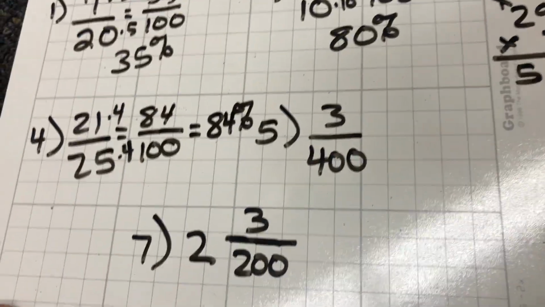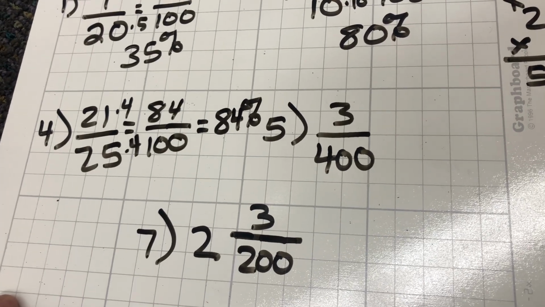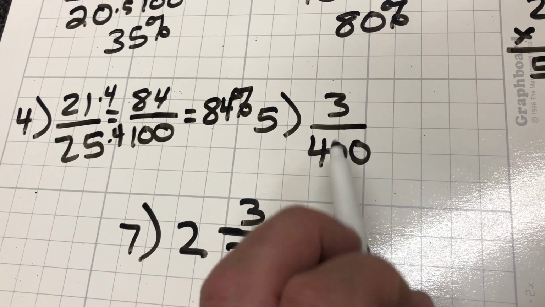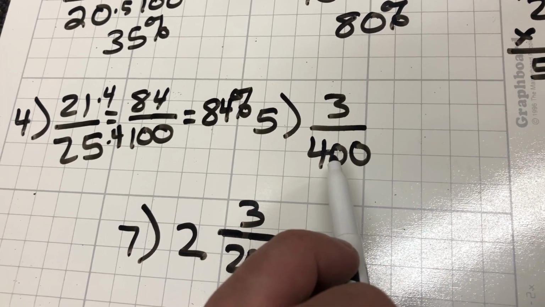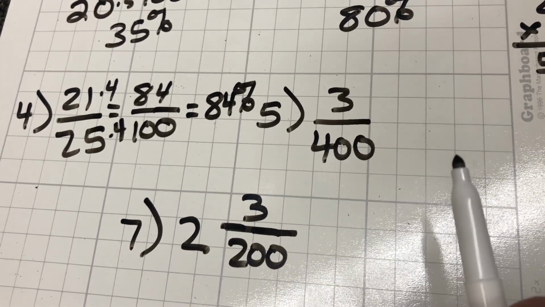Now, what happens when it doesn't work real well with 100? Okay? I mean, yeah, technically you might say, well, you can do 400 divided by 4, and that makes 100, and then do 3 divided by 4.